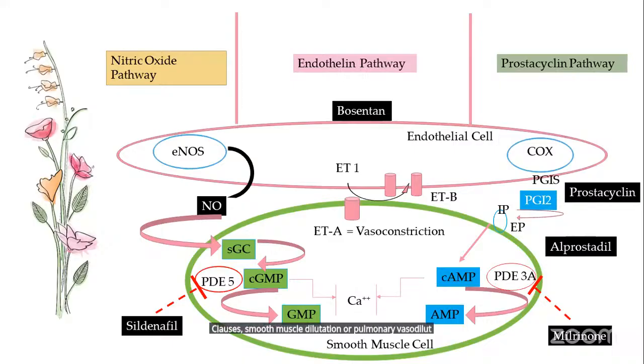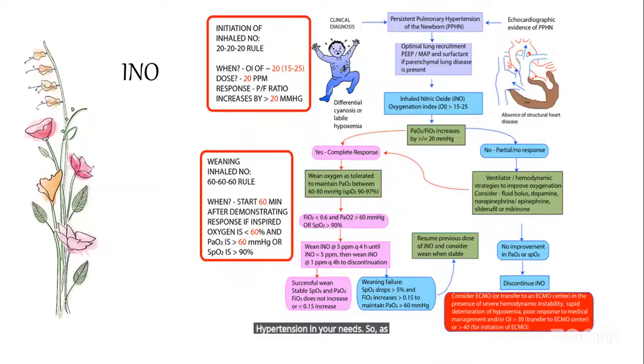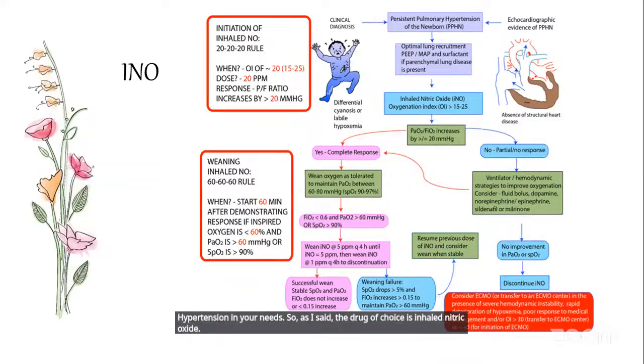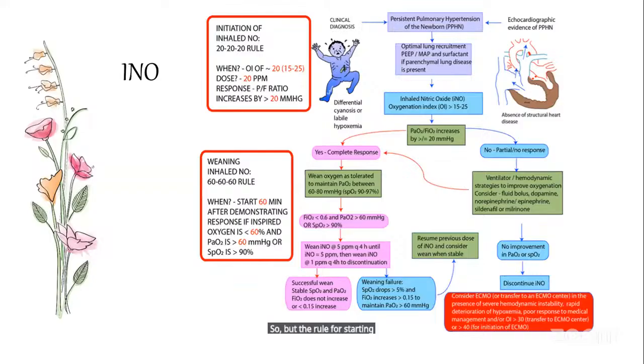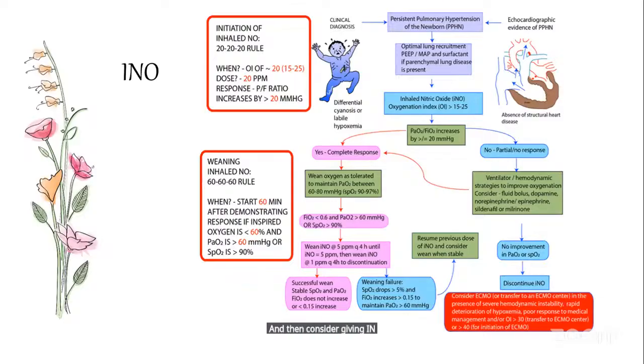So these are the common drugs we are using currently for management of pulmonary hypertension in neonates. As I said, the drug of choice is inhaled nitric oxide. But the rule for starting inhaled nitric oxide is that the lungs should be well recruited. If it is a parenchymal lung disease, you should give surfactant first at an OI of 5 and then consider giving iNO, as we had seen in the previous slides. The rule for starting iNO is 20-20-20: at an OI of 20, may consider at an OI of 15, starting at a dose of 20 ppm, and an increase in PO2 by more than 20 mmHg.